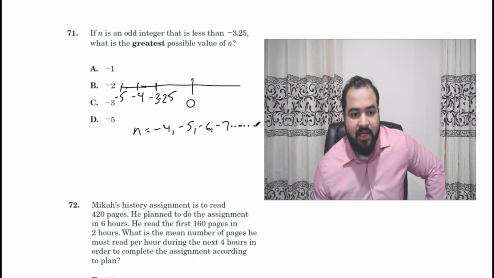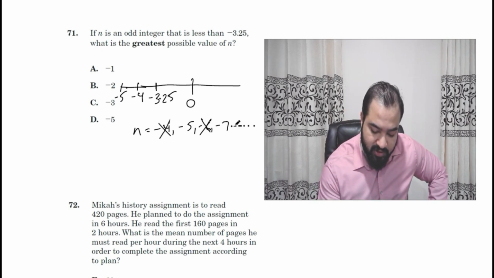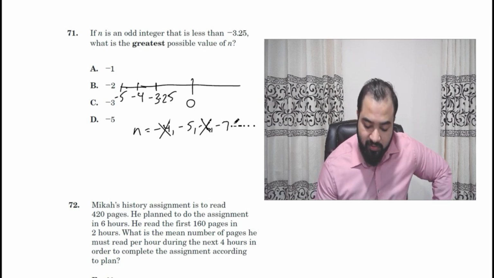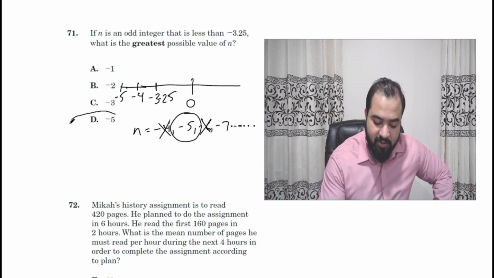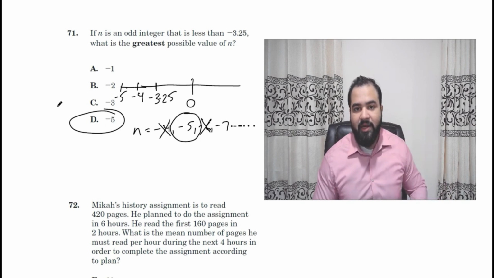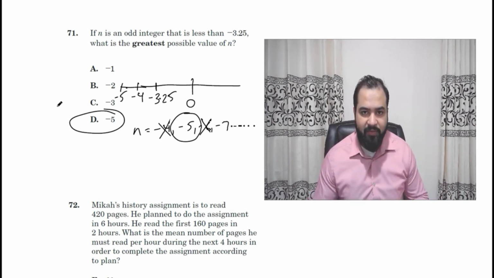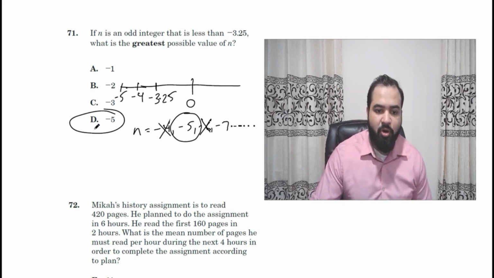But it says n is an odd integer. So we gotta get rid of all the even ones. And also, what is the greatest possible value of n? So the greatest possible value of n will be negative 5. So we'll go for negative 5. Remember that, guys. When negative comes in, negative 5 is bigger than negative 7 because negative 5 is closer to the 0. That's how negative numbers work.